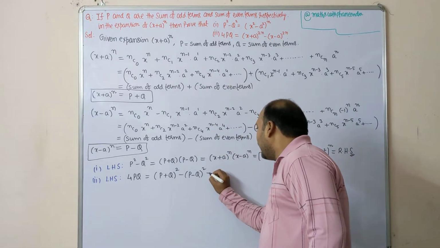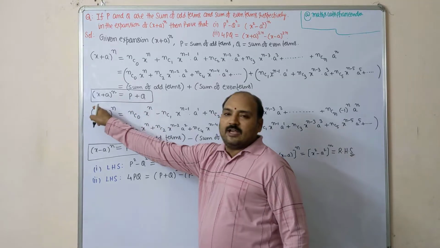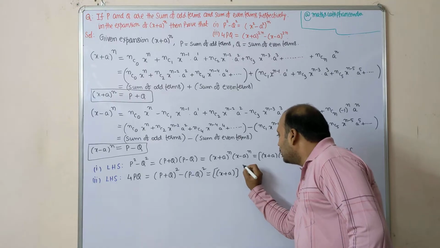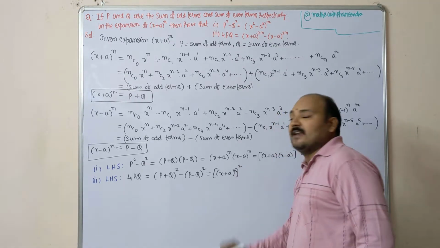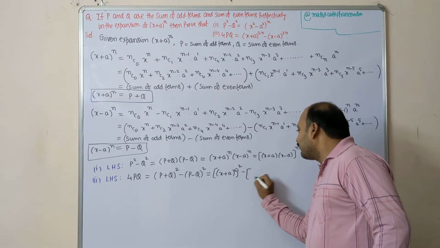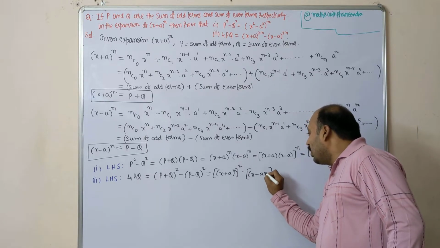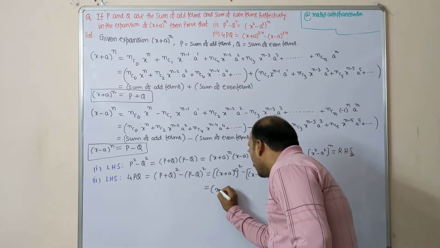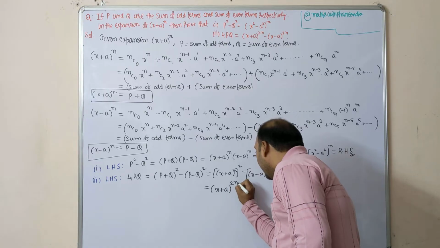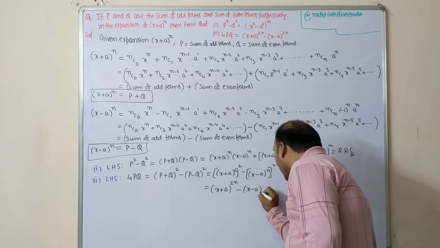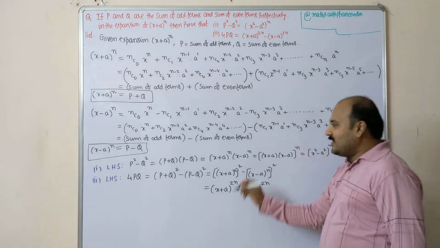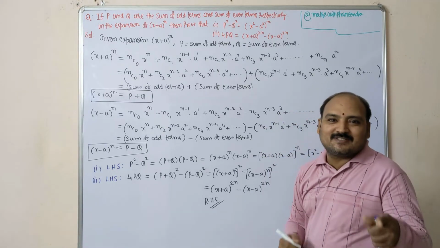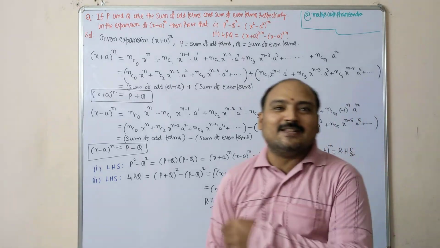A plus b whole square minus a minus b whole square. So that also can be written as, p plus q means what? x plus a whole power n is there, dear students, minus x minus a whole power n whole square. A power m whole power n, a power mn. So x plus a whole power 2n minus x minus a whole power 2n, which is the required RHS. I hope you understand, dear students. We'll move on to the next question.